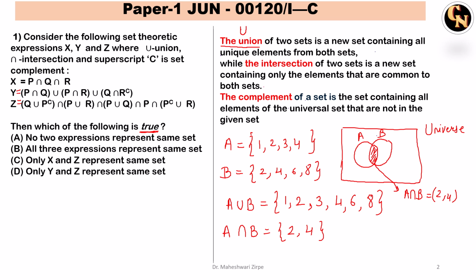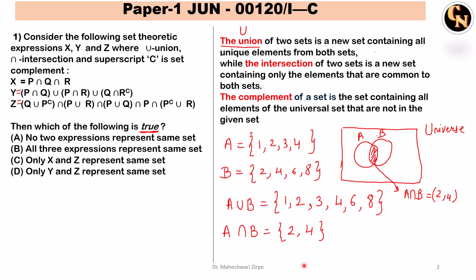Similarly, this part, which is other than these two circles, will be called complementary for A and complementary for B. What do you mean by complementary? Complementary is a set containing all elements of the universe set that are not in the given set. So in the given set, if you see, there are 1, 2, 3, 4, 6, 8 represented in the circles. Other elements will be outside the circle, that will contain the universe. So those will be called complementary.